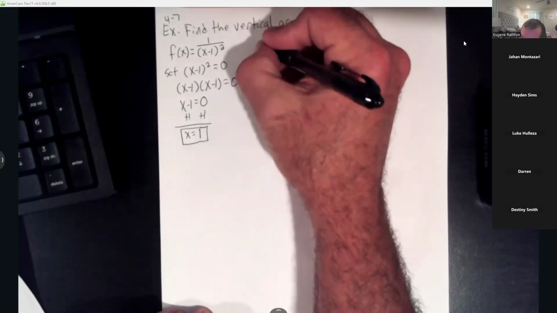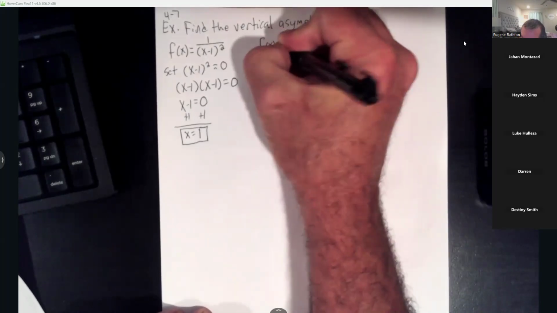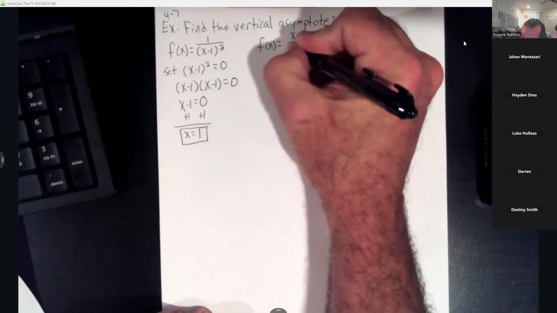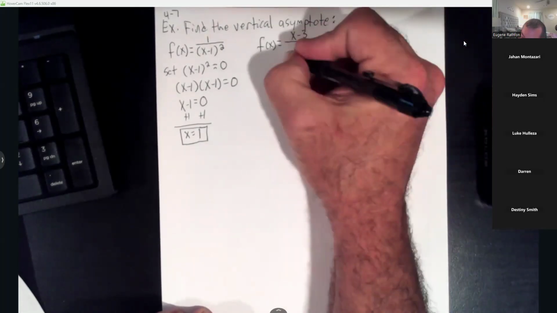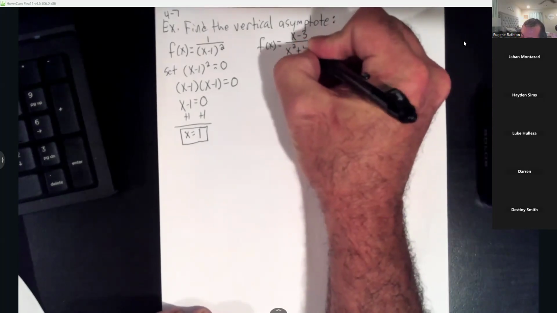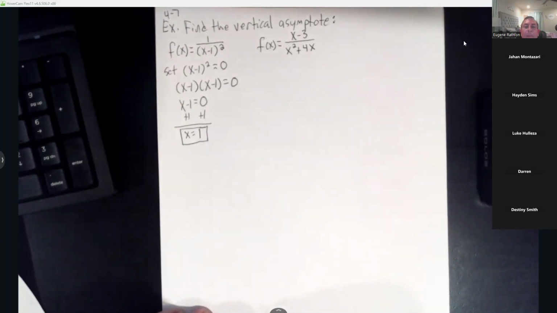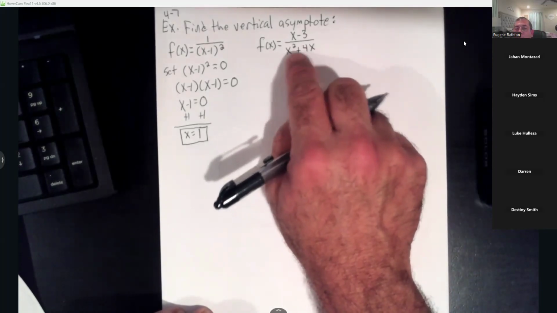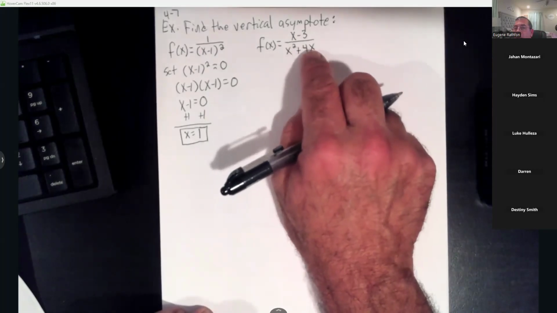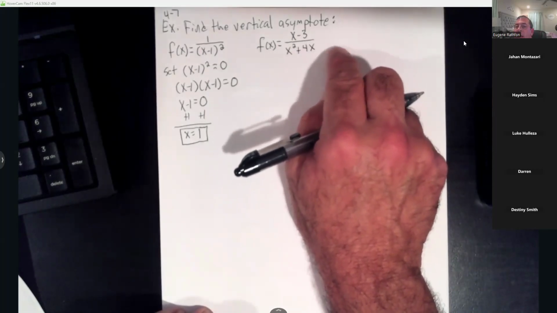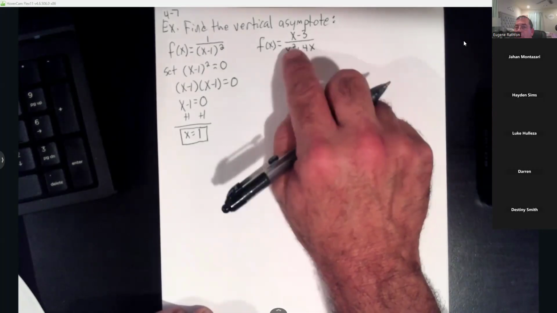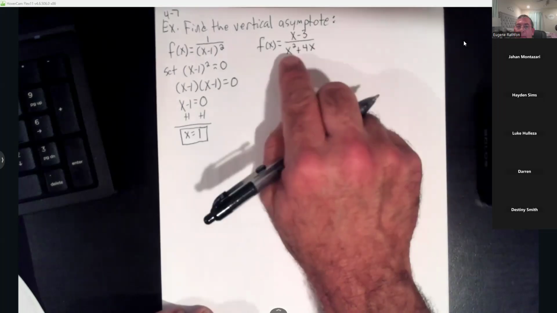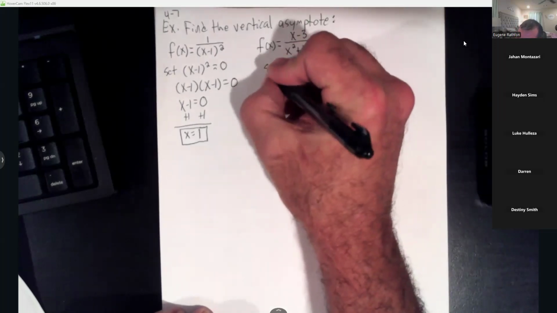All right, for my next one, I got f of x equals x minus 3 over x squared plus 4x. We haven't seen an equation like this in a while, in which it has the x squared term and the x term, but it does not have a number at the end. So I solve these a little bit differently than the ones where I had the numbers at the end, okay? I'm going to set this equal to 0.